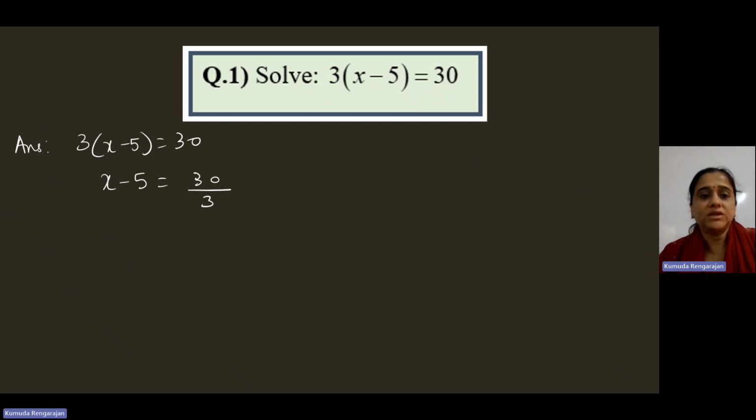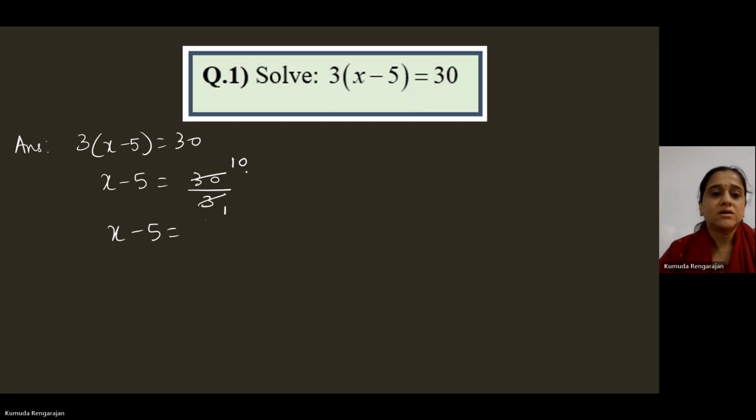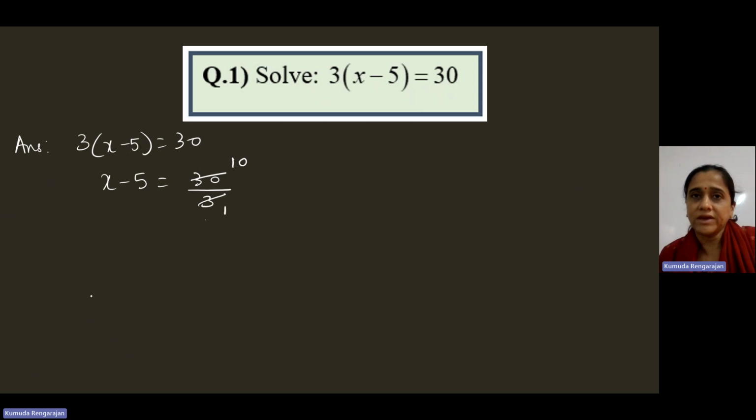Okay. So now this 3 comes down for division. Okay. So x minus 5 is equal to what? 10. Correct? Correct? So x minus 5, 3 ones are 3, 3 tens are 30. So now what is there with x on the left hand side? 5. And the operation connecting x and 5 is subtraction. So 5 goes to the other side for addition, right? So tell me what I should write. X.